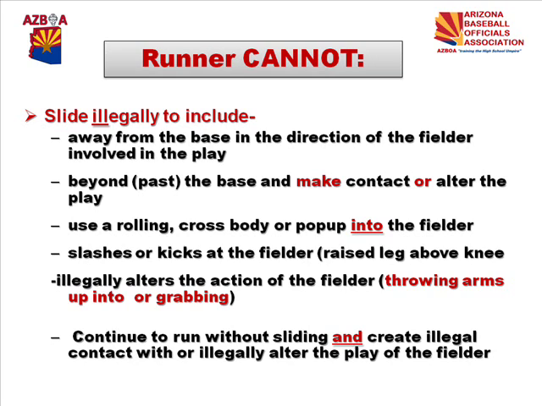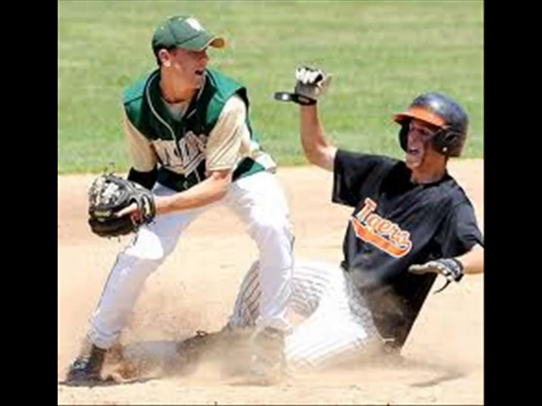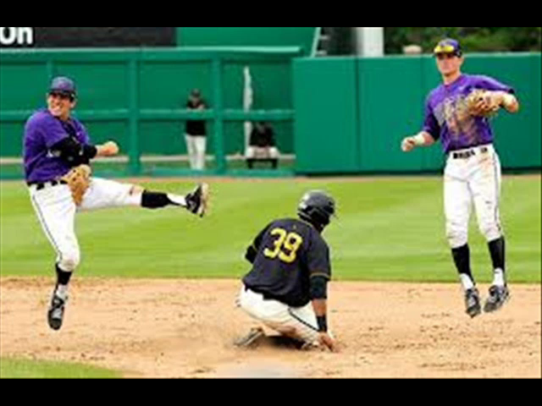Now let's focus on some legal and illegal slides. A legal slide, if feet first, is one in which the runner slides with one buttock on the ground and his raised leg is no higher than the fielder's knee when standing. His trunk, arms, and legs must go directly into the base. A runner sliding in this fashion is not guilty of force play slide rule infraction.